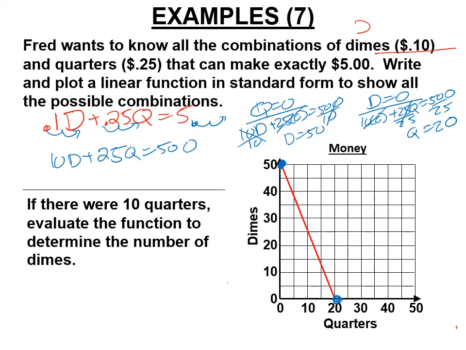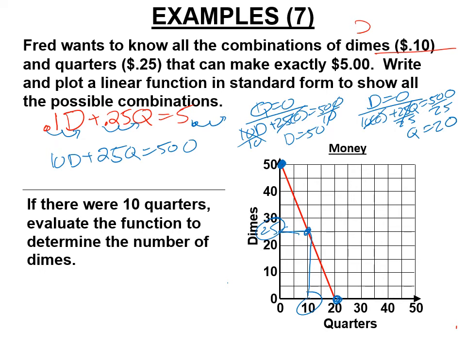It says if there are 10 quarters, evaluate the number of dimes. Well, if you want exactly $5, you better have 10 quarters goes with 25 dimes to make exactly $5.